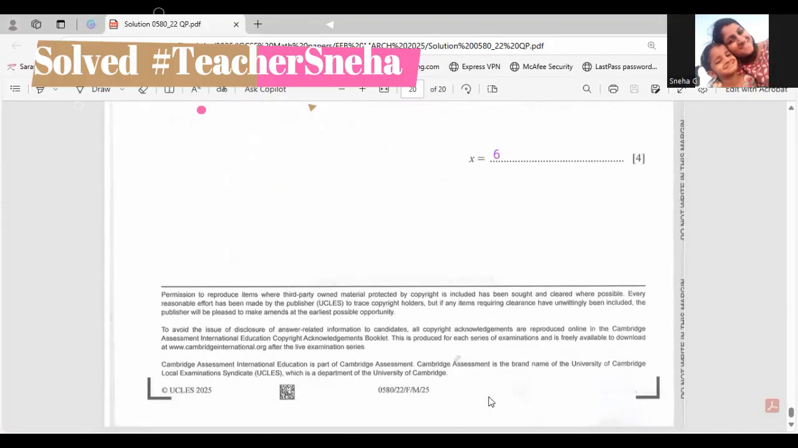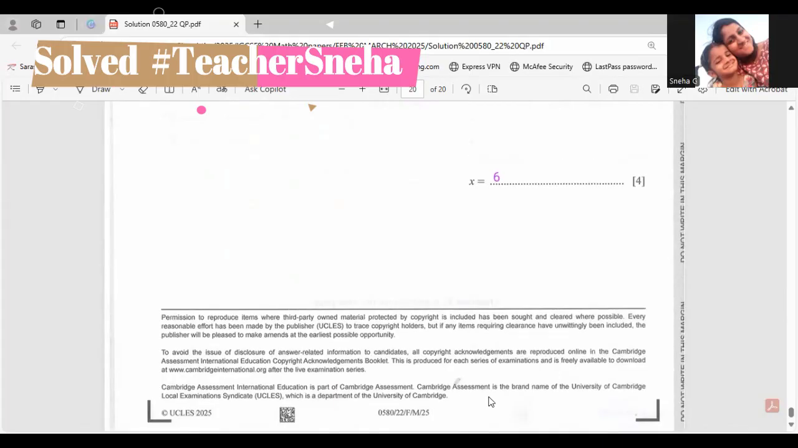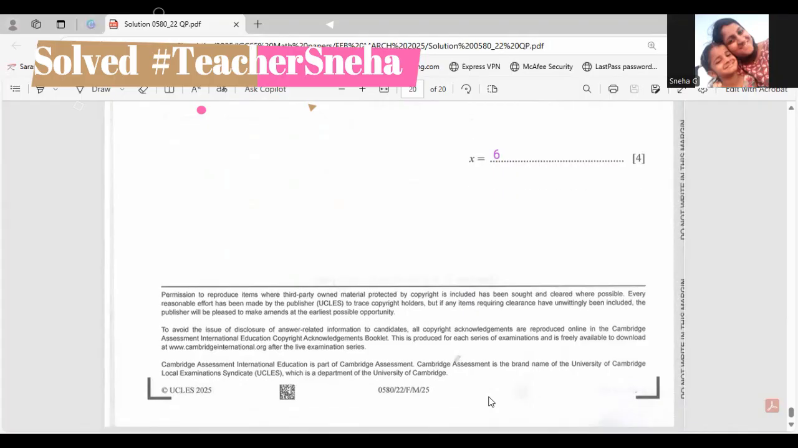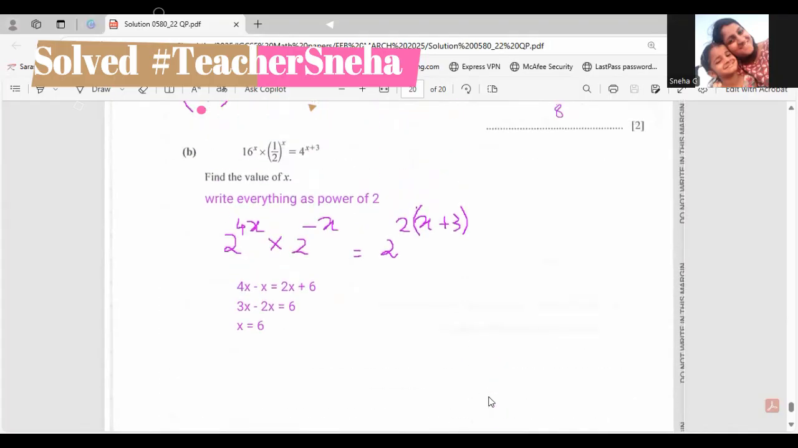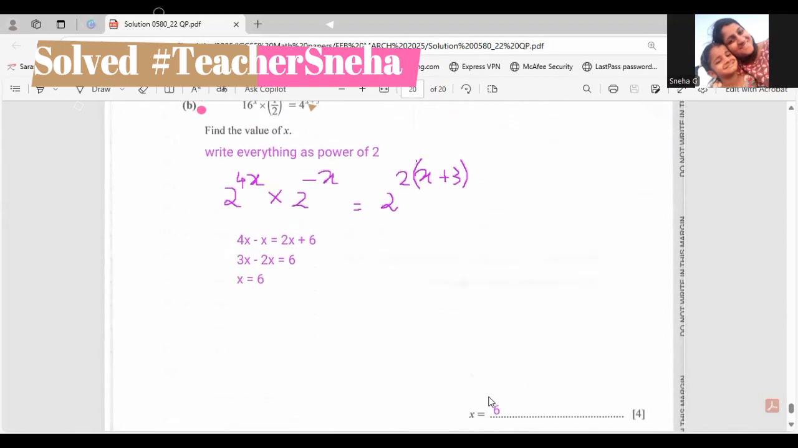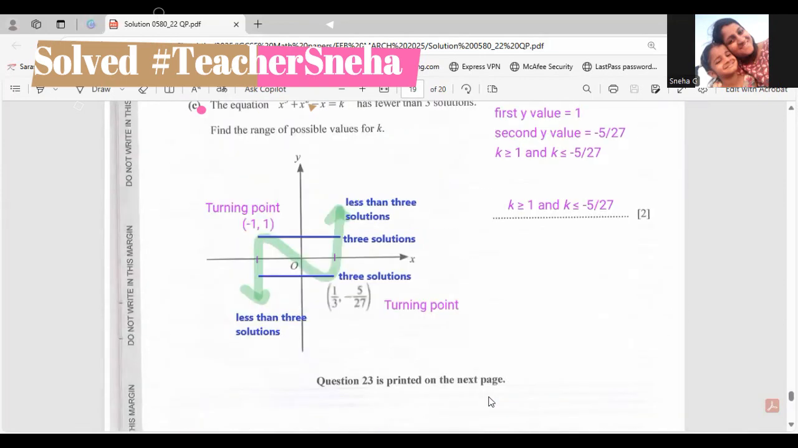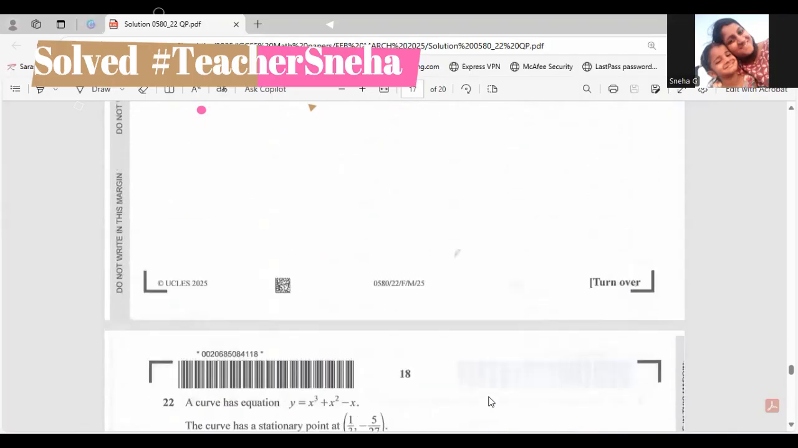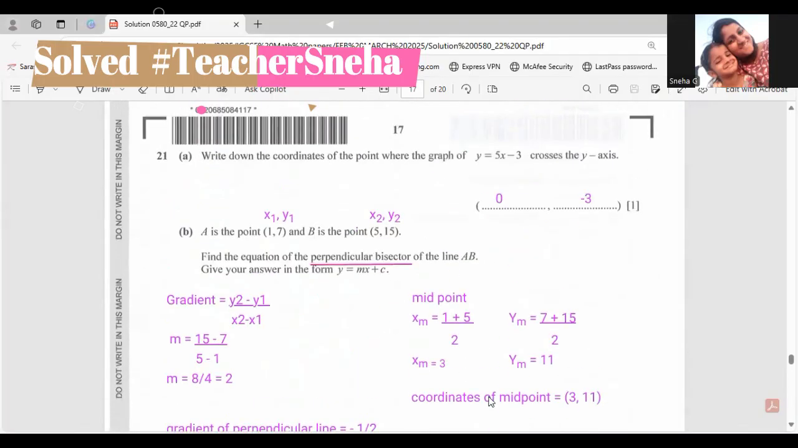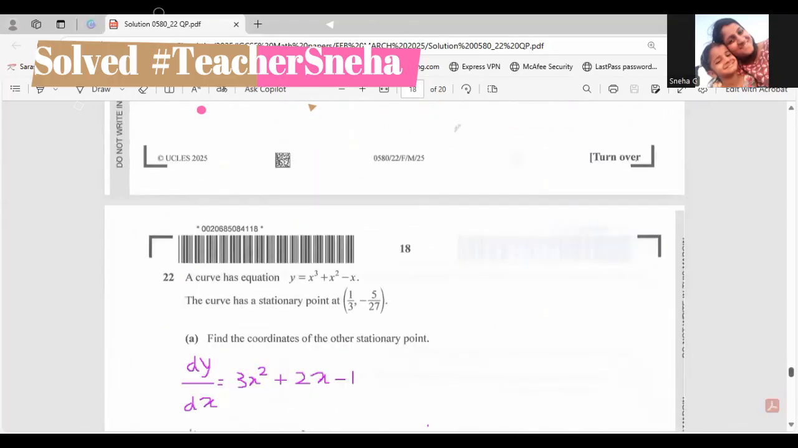And here it is the end of paper for FM 25. Paper 2, this paper ended here with this indices question. So we have solved the entire paper 2 for the February-March 2025 session of IGCSE. Hope you have understood all of these questions and their explanation.